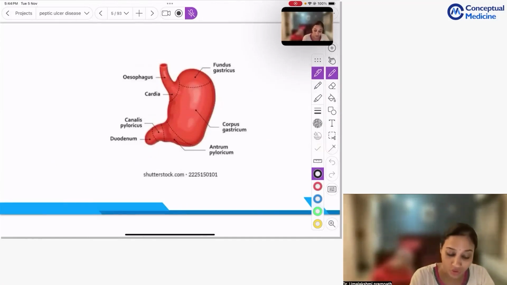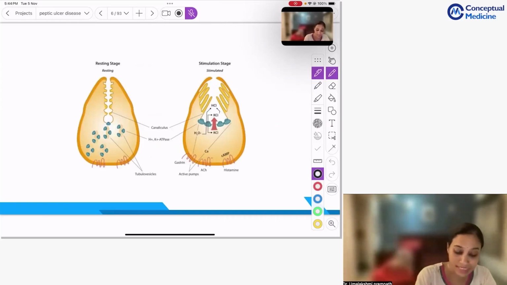Again, this is just to show: this is the first part of the duodenum. You have your pyloric channel. This is your antrum, your corpus, this is your cardia, and this is your fundus. Fine. Now, this is how the H plus K plus ATPase gets secreted. Okay, so this is the anatomy of a parietal cell.